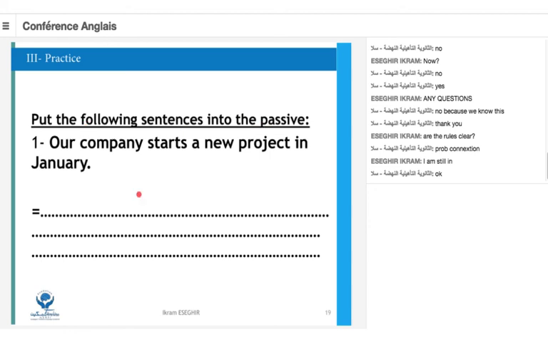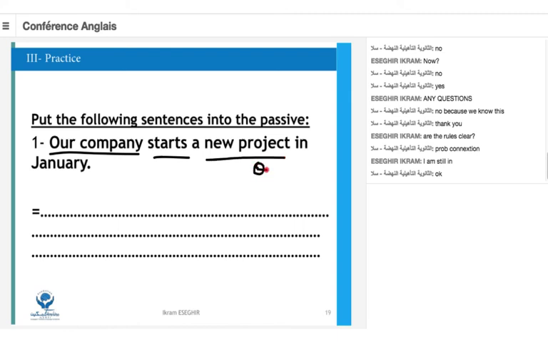These are like the examples you get in the national exam. So the first example, our company starts a new project in January. So which tense do you have in this sentence? Our company starts a new project in January. So, this sentence is in the simple present. I couldn't hear your answers.